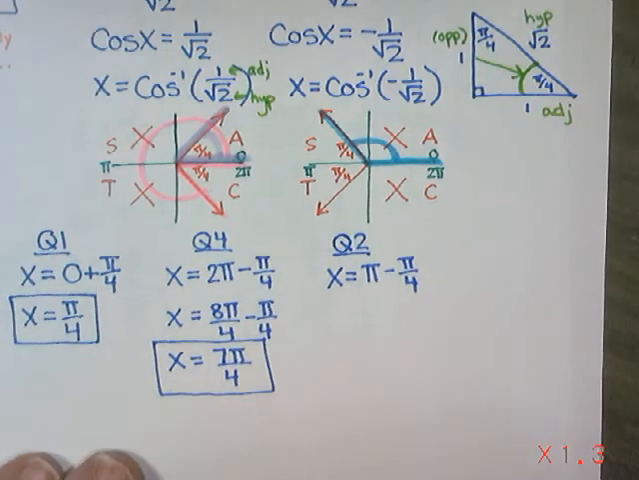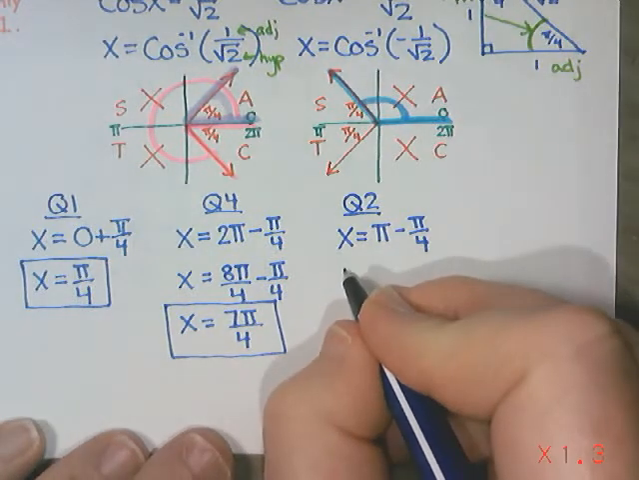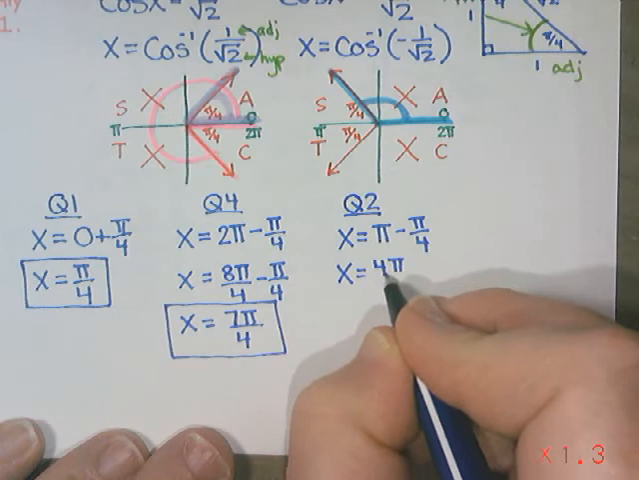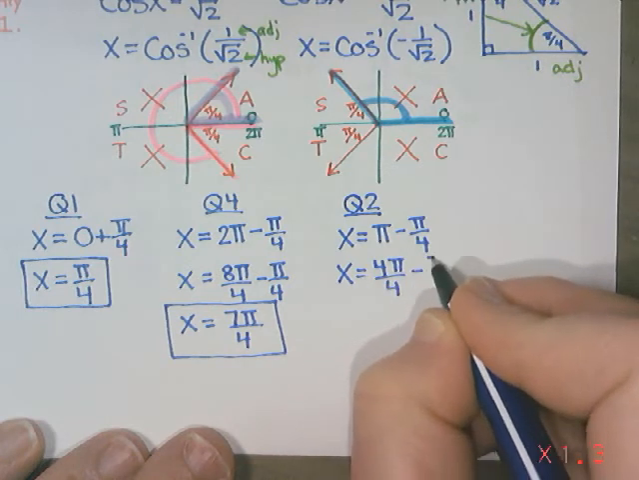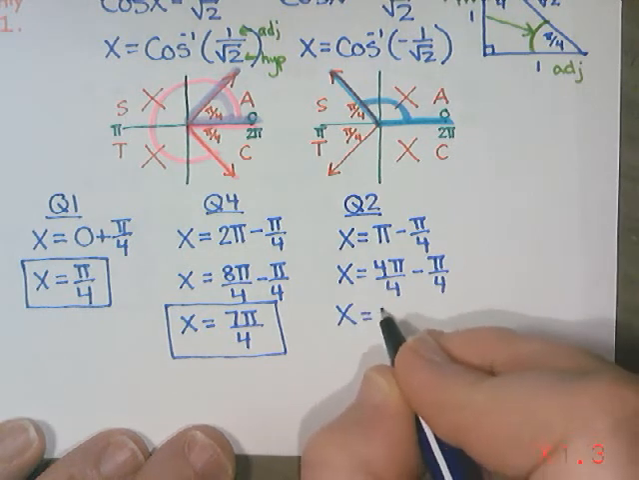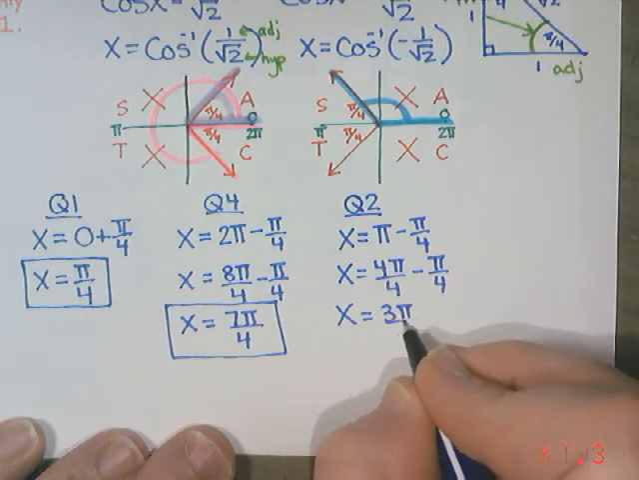Now I need a common denominator. So pi is 4 pi over 4 minus pi over 4, which is 3 pi over 4.